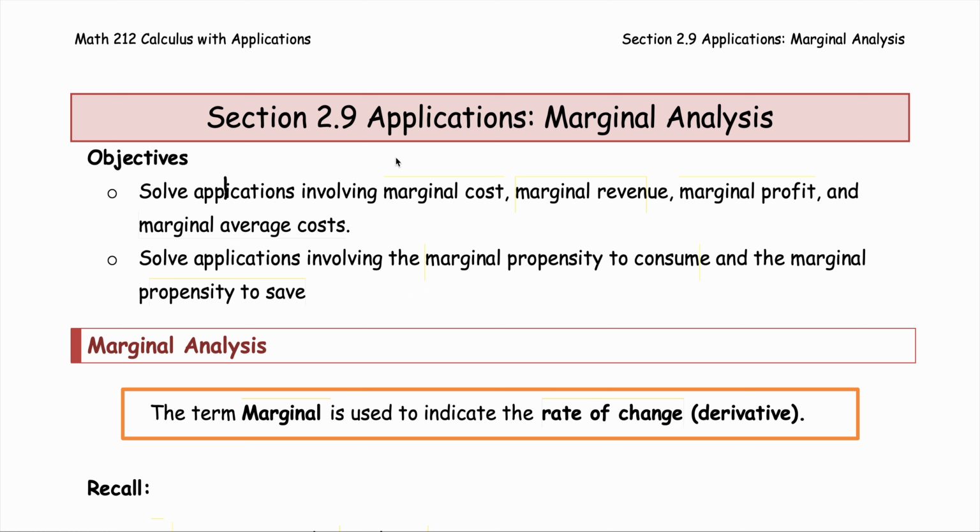In this section 2.9, applications of marginal analysis, we are going to solve applications involving marginal cost, marginal revenue, marginal profit, and marginal average cost, and also solving applications involving the marginal propensity to consume and the marginal propensity to save. As you see, the key term marginal is everywhere, so we are going to work on marginal analysis, where the term marginal is used to indicate the rate of change or the instantaneous rate of change.